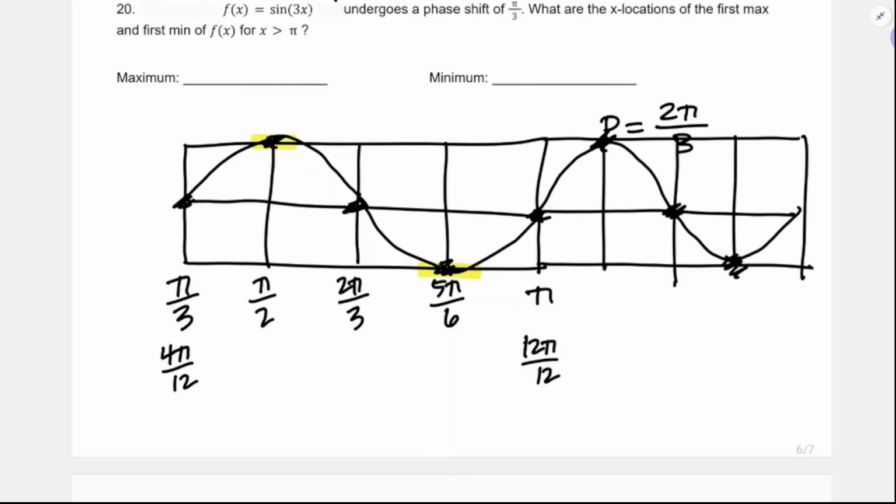And there we go. So greater than pi, I need to say, all right, well, each of these was 2 pi over 12. And so I'm just going to keep that going. Each of these window spaces should again be 2 pi over 12. So that'll be 14 pi over 12, so the maximum is at 7 pi over 6. 16 pi over 12 is not the location of my minimum. I'm going to do 18 pi over 12. And let's see, 6, 12, 18, so that's 3 over 2. And the minimum happens at 3 pi over 2.